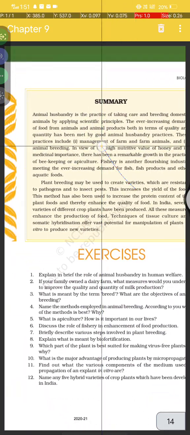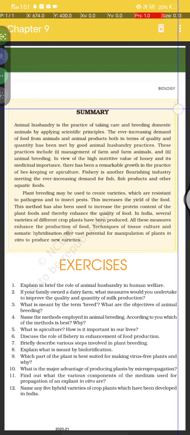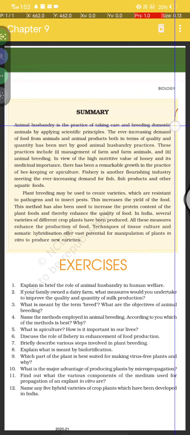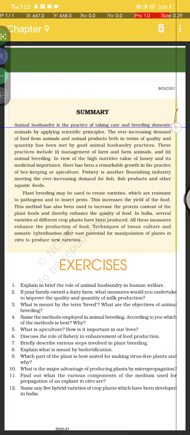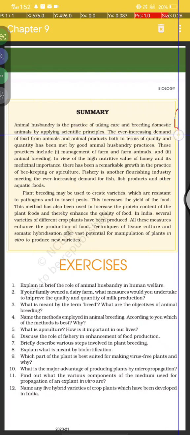Okay, now let's have a look at this summary, after that we will end the class. Summary: Animal husbandry is the practice of taking care of and breeding domestic animals by applying scientific principles. The ever increasing demand for food from animals and animal products, both in terms of quantity and quality, has been met by good animal husbandry practices. These practices include first management of farms and farm animals, and second animal breeding.